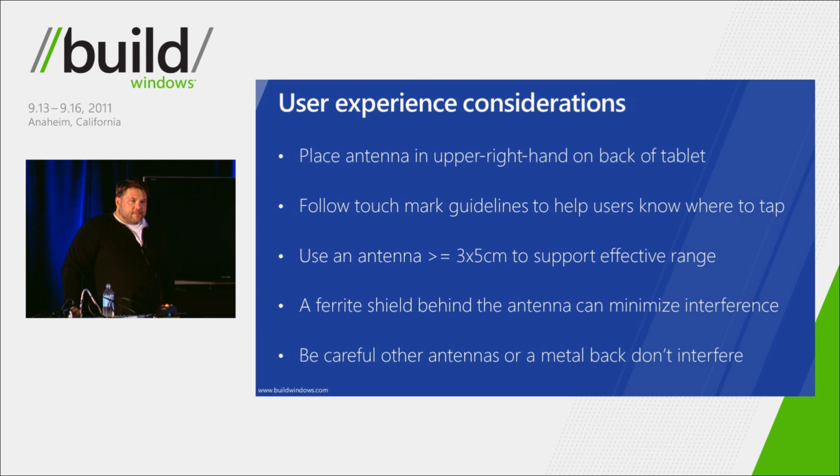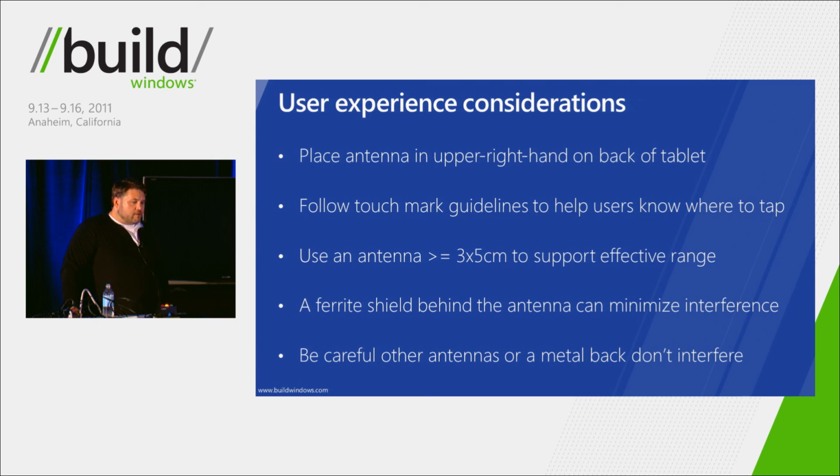Antenna size, to get the effective range that we're looking for, it's really about a 3 by 5 centimeter antenna. It's not small, and that's challenging, we know, but it's also helping enable some pretty compelling scenarios. So there's a trade-off in design that you have to consider here. It's a bit of an obvious point, but I want to put it in here as well because there's a lot of engineering that can be done around this.